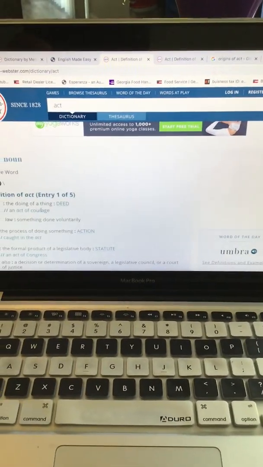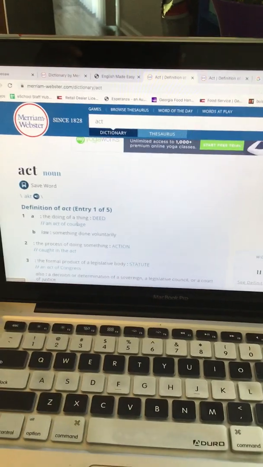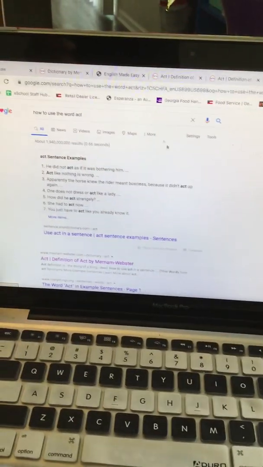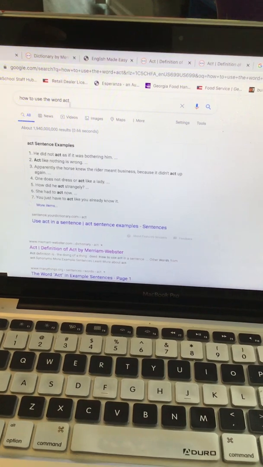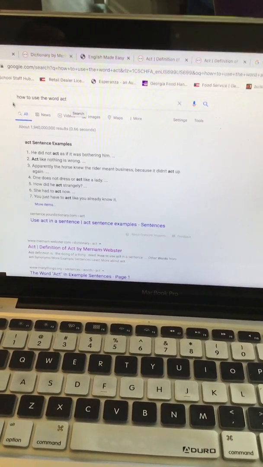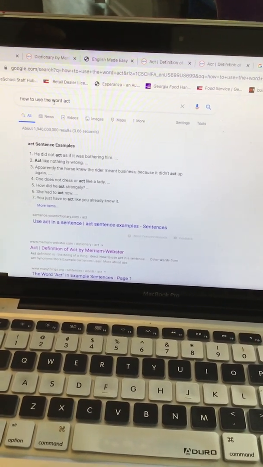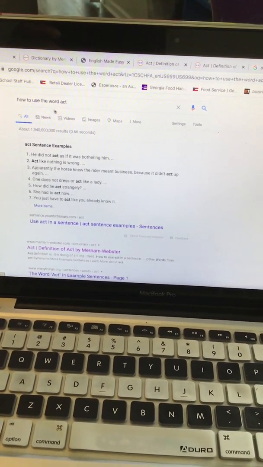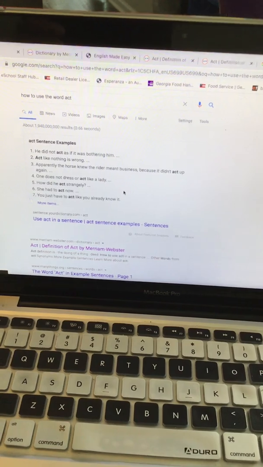Next, I need to find the uses of the word. Now, this might be a little tricky to find out, especially when you're using such a common word like act. It has so many definitions, so I need to be specific in what I'm looking for. So I'm going to type in how to use the word act. If you're trying to find out the uses of the word and it's a little difficult for you, you may type in how to use the word act, and that tells you how to use it in a sentence.